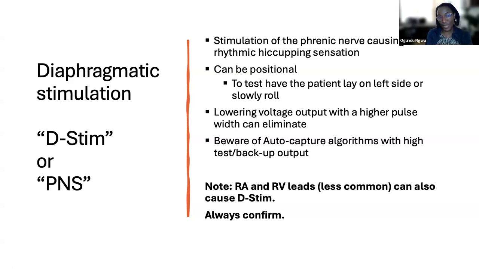And also, if I have a patient that has diaphragmatic capture at 5 volts, and the threshold on my LV lead is 1.2, I would accept that position or program my patient at maybe around 2, and I wouldn't have the auto capture algorithms, because if it happens maybe at night, they will then start to experience some of the diaphragmatic stimulation, which patients find very uncomfortable.